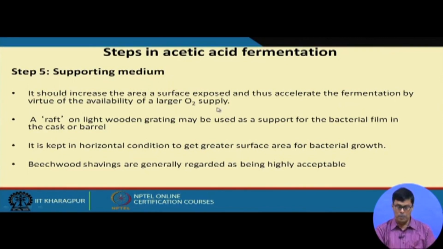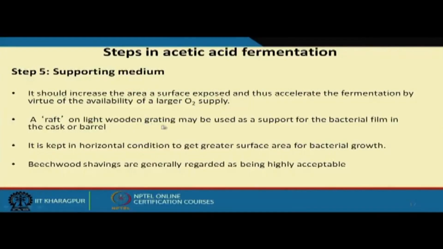Usually beechwood shavings are used as a packing material. I shall explain the process. And then it should be a little lighter wood. If it is lighter wood, then a lot of perforation is there inside the wood, a lot of pores inside the wood. So your oxygen can go through the pores, and the organism also can immobilize on that, and then your production of acetic acid from ethanol will be more.